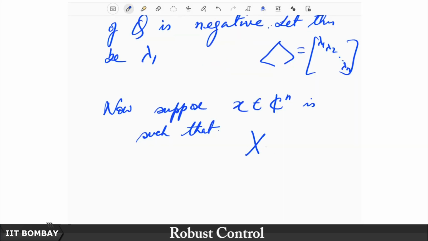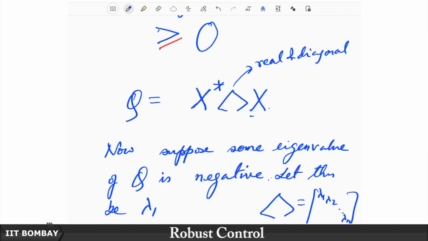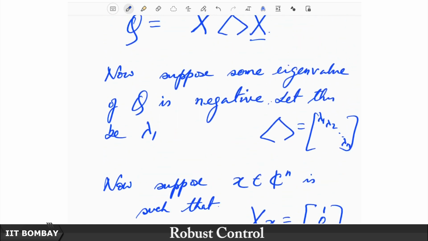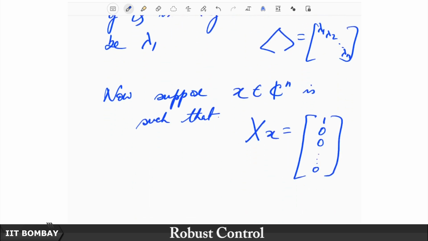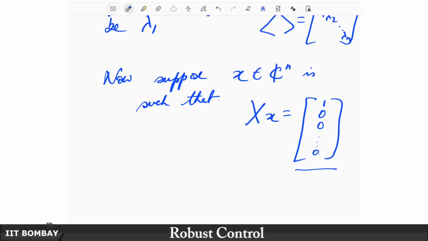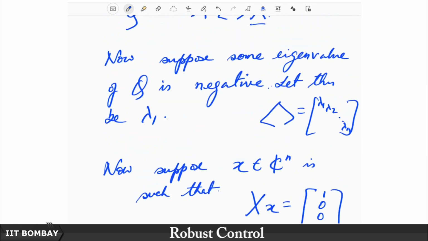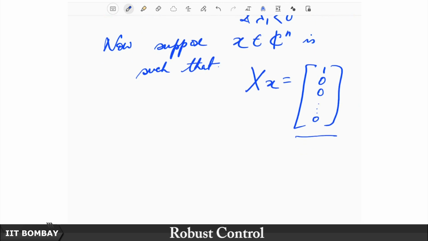x star x, what is this x? This x, remember, x star x is equal to 1 0 0 0 0. Remember, this I have done without loss of generality. If, for instance, instead of lambda 1 I had chosen lambda 5 to be negative, I would have taken in this equation the fifth entry to be non-zero and unity and all other entries to be 0. So, this is without loss of generality. So, let us say without loss of generality, there is this and lambda 1 is negative. Okay. So far so good.